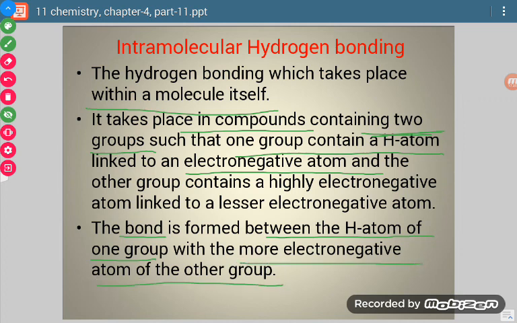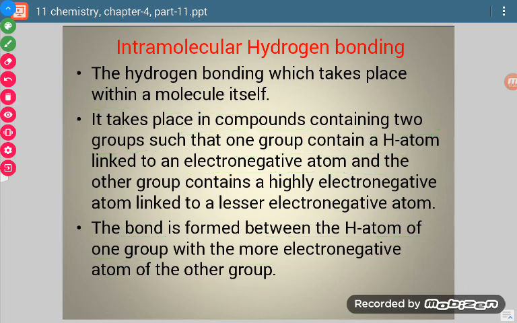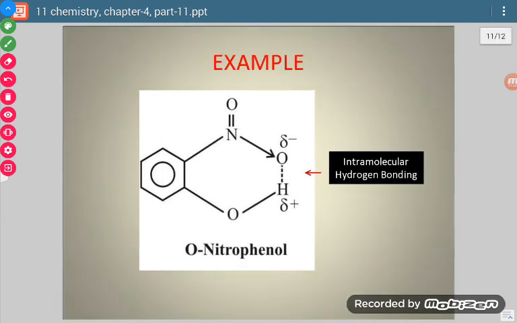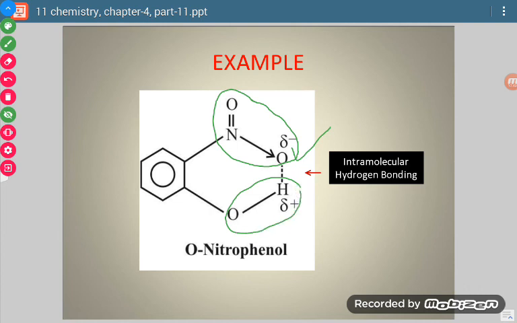Just like in the next example we have shown here. See, this is one group and this is the electronegative element of this group. This is another group and this is the hydrogen in this. So hydrogen and oxygen have formed a bond which is called hydrogen bond, and this bond is within the molecule, so it is intramolecular hydrogen bonding.